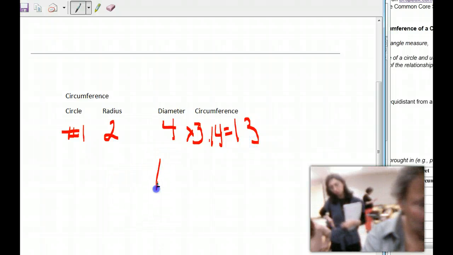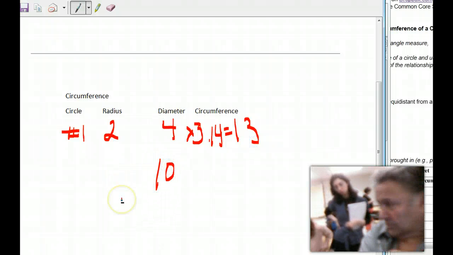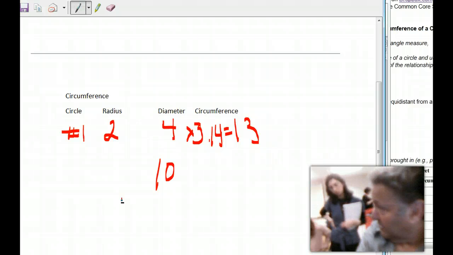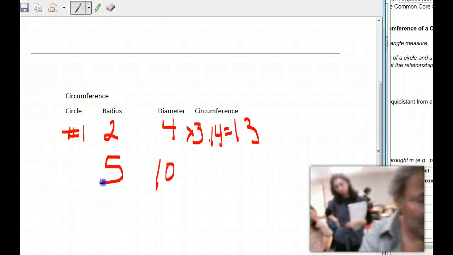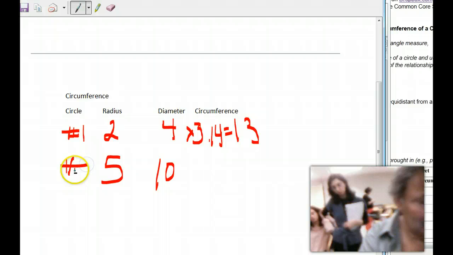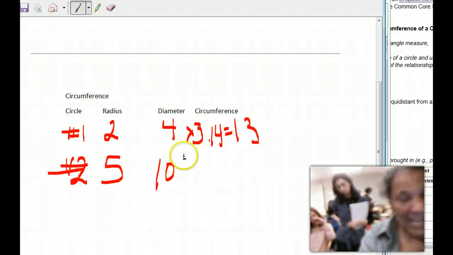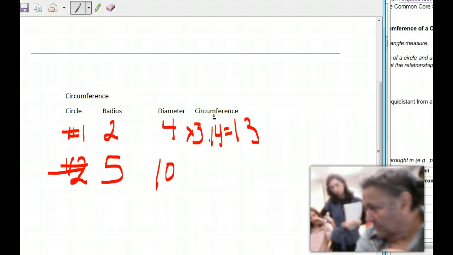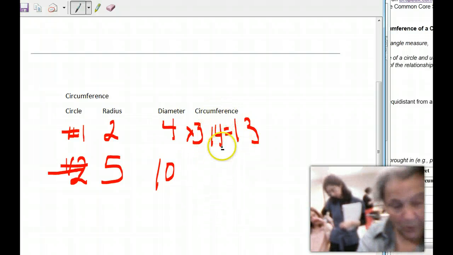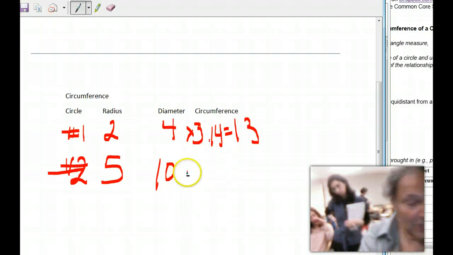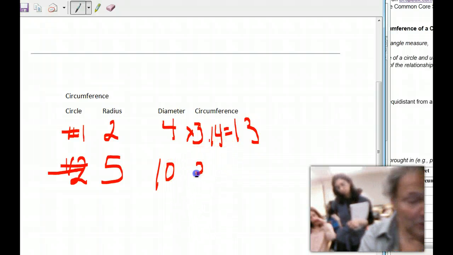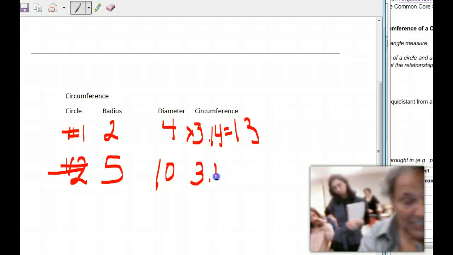Okay, so what if I start off with the diameter is 10? What's the radius going to be? Radius is going to be 5. This is number 2. Circle number 2. Okay, and what is the circumference going to be? 31.4 if we're using this. Okay, so this is going to be 3 and a little bit more. 3 and a little bit more. In this case, it's 3.14.